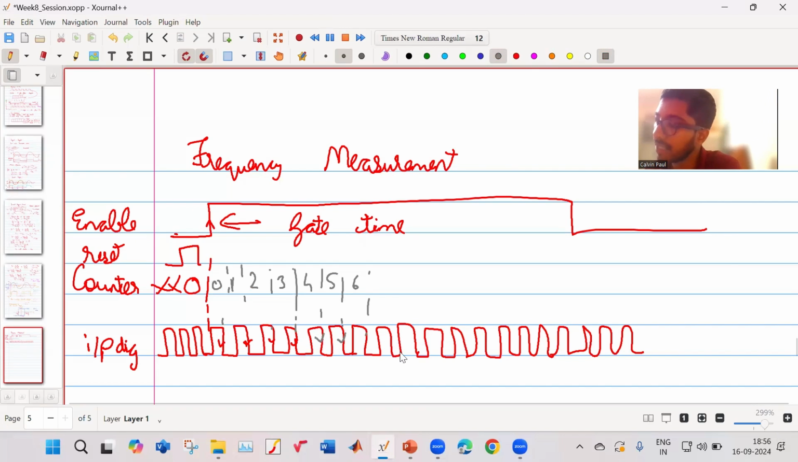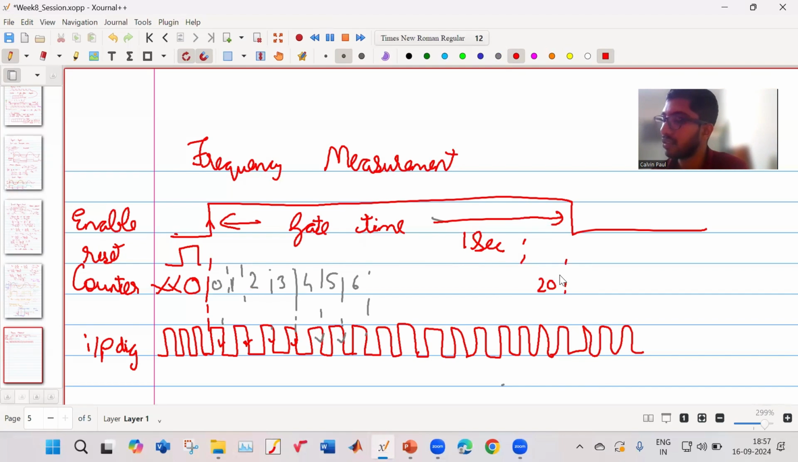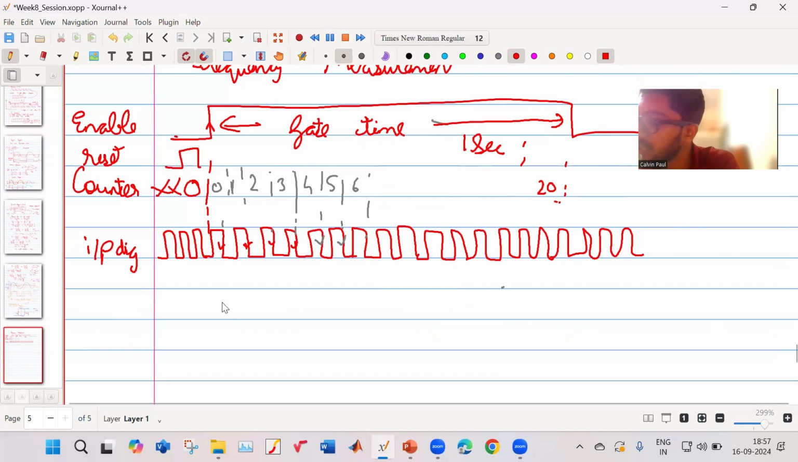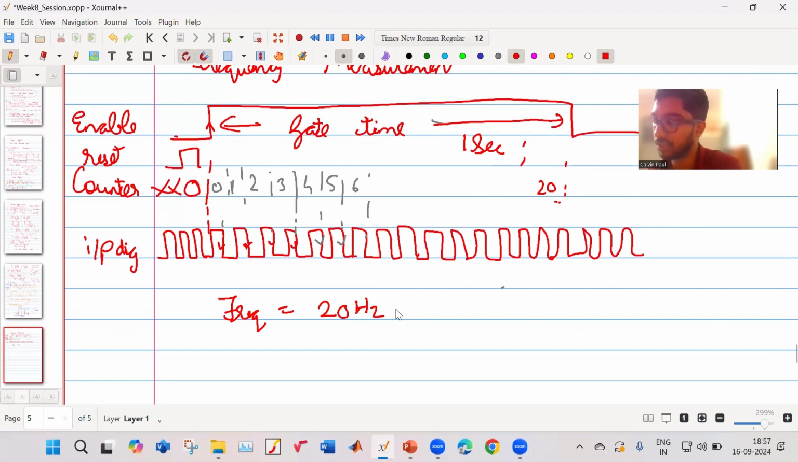So I have a signal of some particular frequency. Let me give some gate time, of 1 second or something. So what will be the value at the end? Let us say the value at the end is 20. Okay. So my counter value is 20 at the end. Then I will say the frequency of my signal is 20 hertz. Okay. It is 20 hertz.